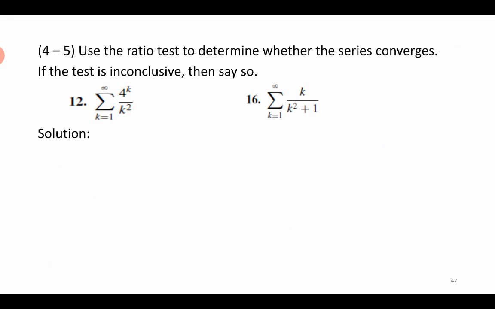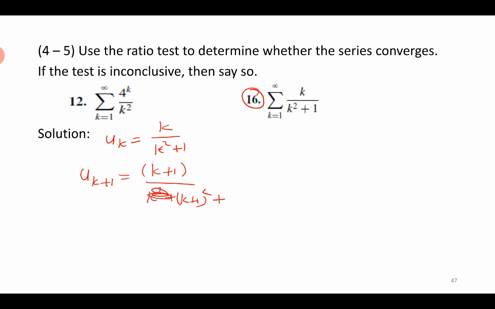Problem number 16. What is the kth term? u_k is given as k over k squared plus 1. What is u_(k+1)? It is (k+1) over (k+1) squared plus 1. Simplify this first before taking the limit.